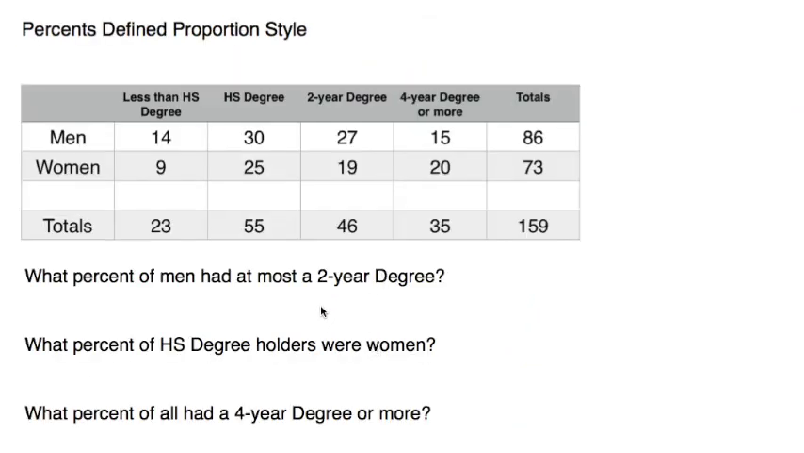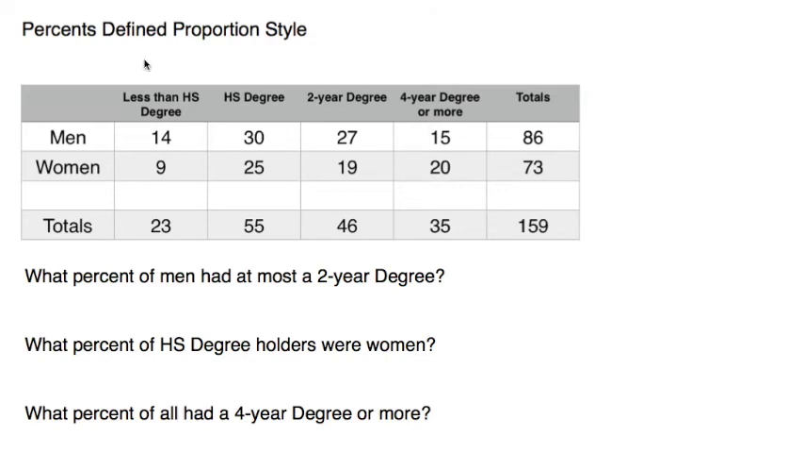Alright, so the last video I did was changing a ratio into a percent, and that comes into play with data like this. This is a group that we studied, and out of that group we separated into men and women, and then the highest degree that they earned was either less than a high school degree, a 2-year degree, or a 4-year degree or more. So that would include PhDs and graduate work and MBAs and all that kind of stuff.